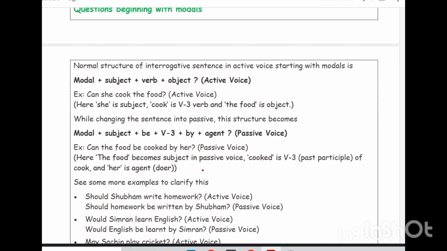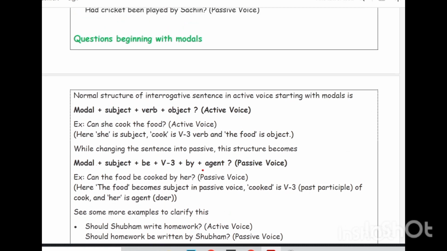Questions beginning with modal verbs. As you know, some questions begin with a modal verb. The active structure is modal verb plus subject plus verb plus object. For example, can she cook the food, active voice. Here she is the subject, cook is the verb, the food is the object, and can is the modal verb. The structure in passive voice is modal plus subject plus be plus third form of verb plus by plus agent.